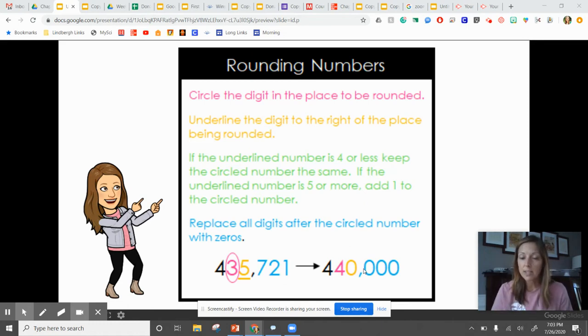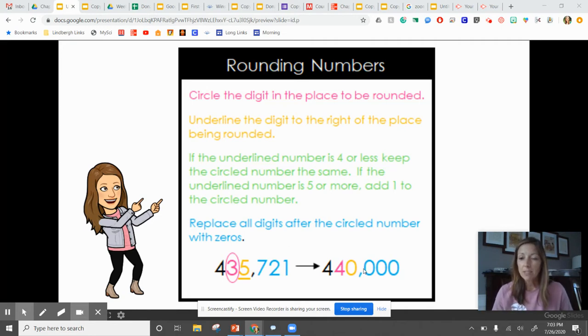So if you look at our example that's on the screen, we are rounding to the 10,000s place because we circled that number. Then you're going to underline the digit right next to it. So you'll notice the 5 is underlined there because it's to the right of the circled number.